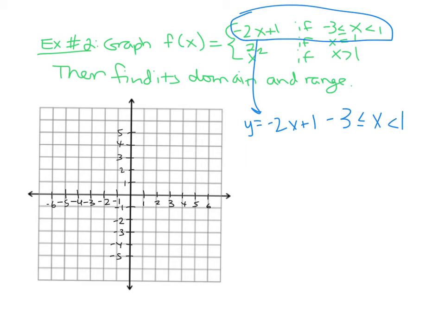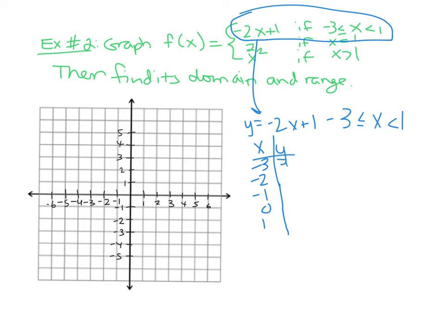So once again, my preferred way of doing this is to do an XY table. If you would like to try just drawing it by hand, you can. Then you're just going to have to erase the parts that are not between negative 3 and 1. So since I know that my domain of this part of the function is between negative 3 and 1, I'm just going to choose the numbers negative 3, negative 2, negative 1, 0, and 1. You don't have to choose all 5 of them, but I think it's helpful to do that.